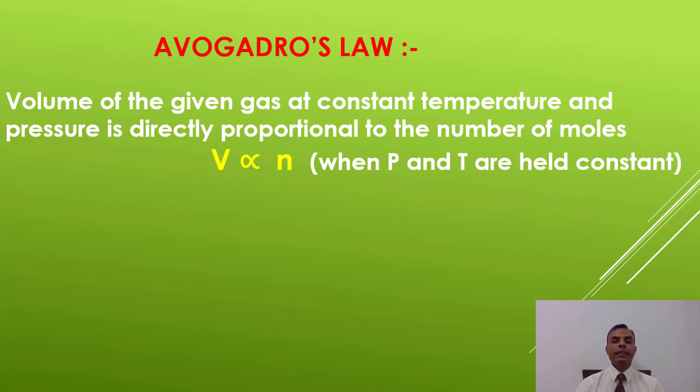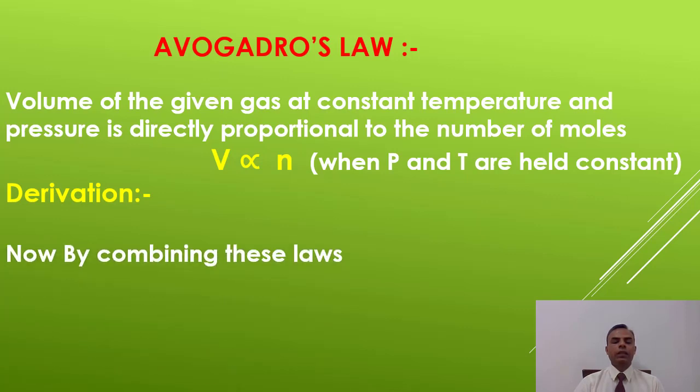Derivation: by combining these three gas laws, we can write it in mathematical form. Volume is directly proportional to the number of moles of the gas, directly proportional to the temperature of the gas, and inversely proportional to the pressure applied to the gas. Here proportionality is replaced by a constant, so we multiply it with the constant. Volume is equal to constant into number of moles, temperature over pressure.